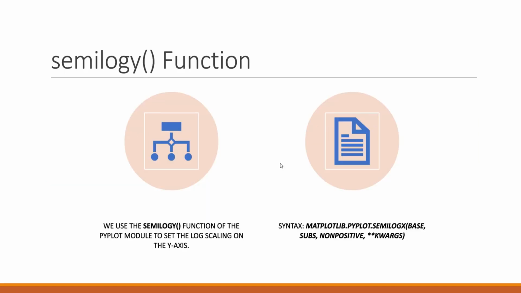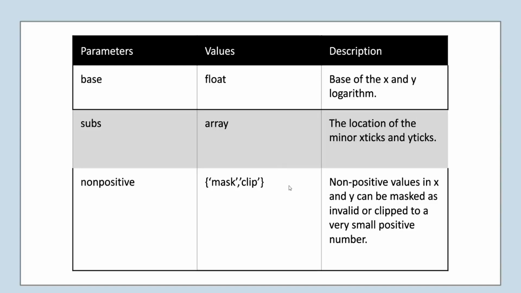The next function is the semilogy function. We use the semilogy function of the pyplot module to set the log scaling on the y-axis, and the syntax of this function is matplotlib.pyplot.semilogy, and I pass base, subs, nonpositive and keyword arguments as arguments to this, and it also has a default base value of 10. So now we will discuss these parameters in detail.